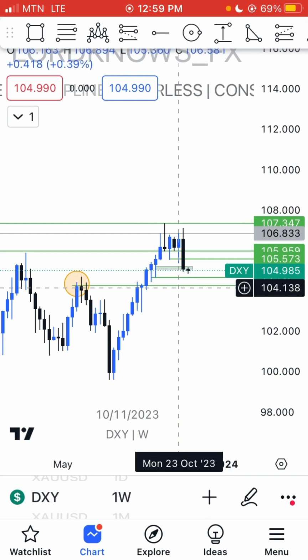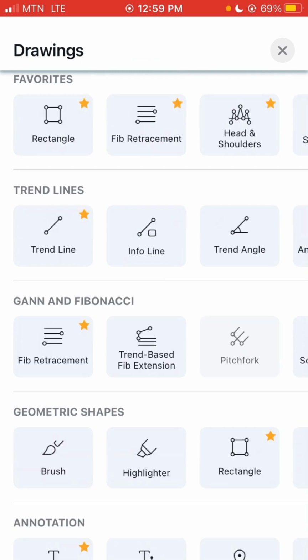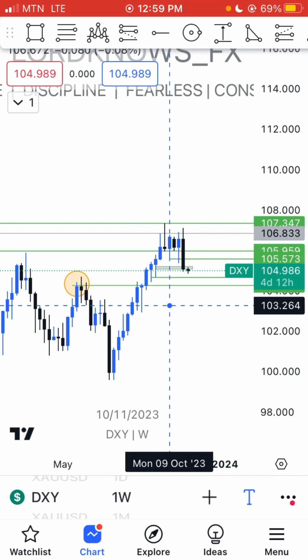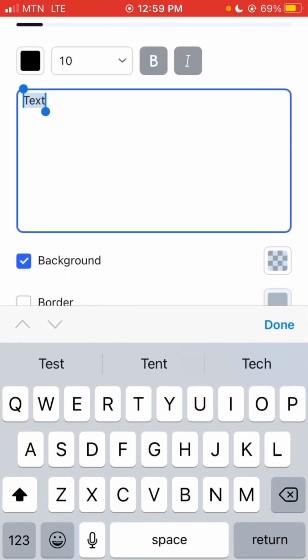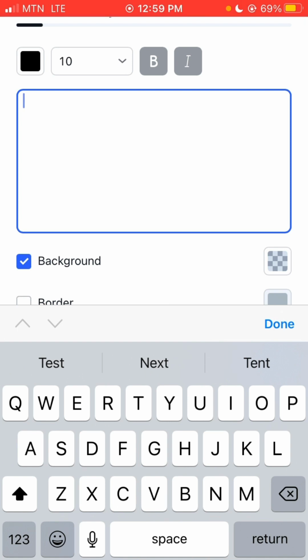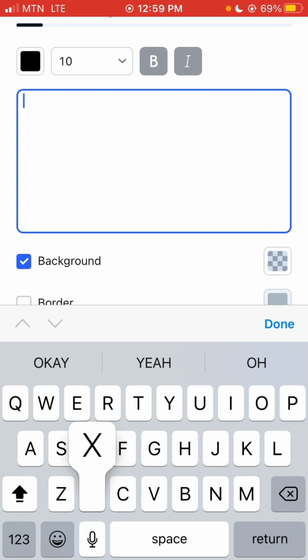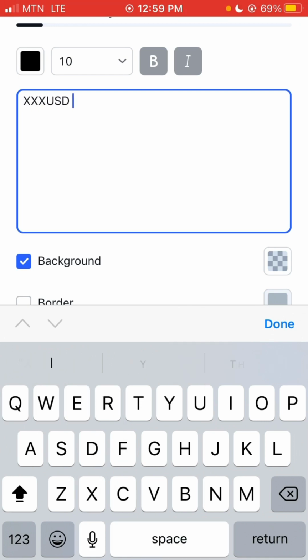Okay, comparing with gold. So mostly, I want to explain to the newbies, the new traders. We have a base currency and a quote currency. Let's say for example I have XXX USD, and the next one is USD XXX. With the XXX, it is the quote and the base is the home currency.